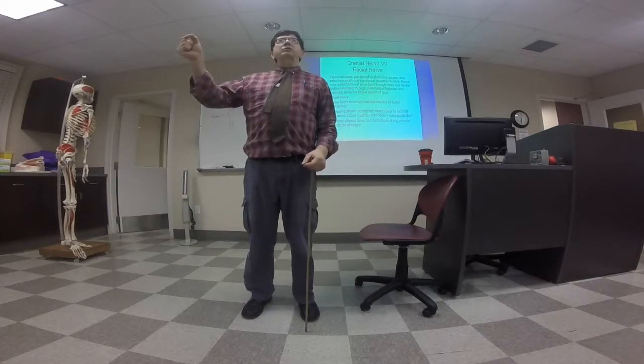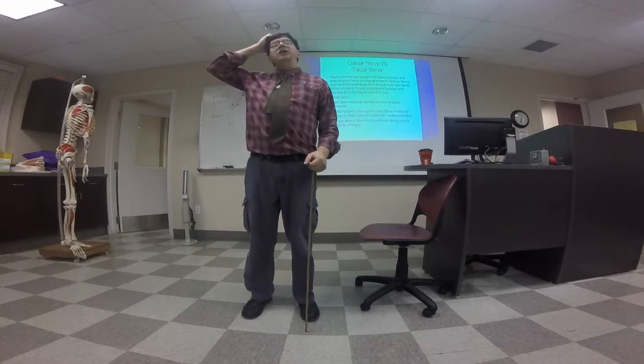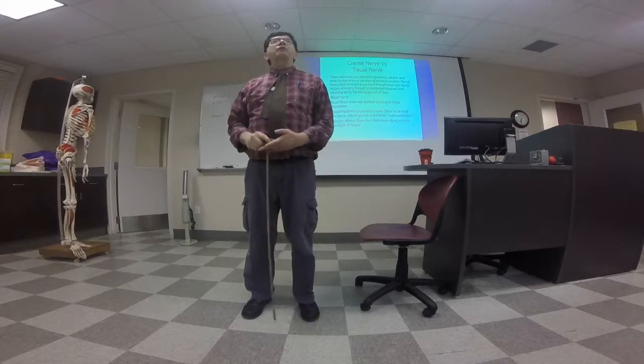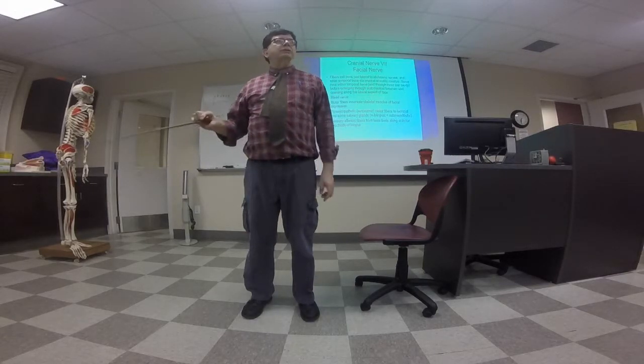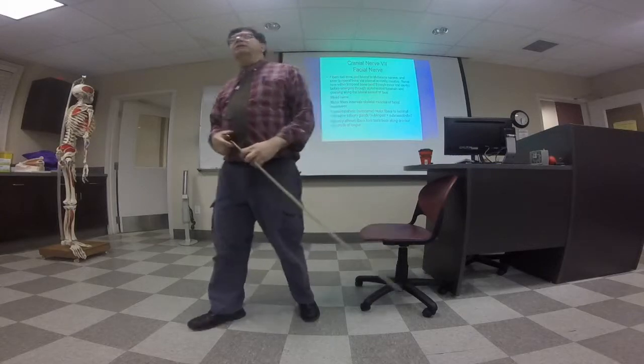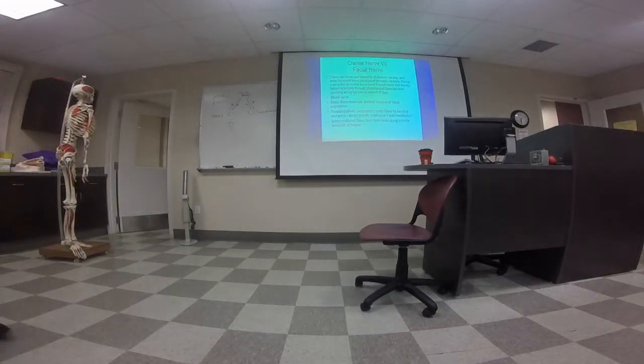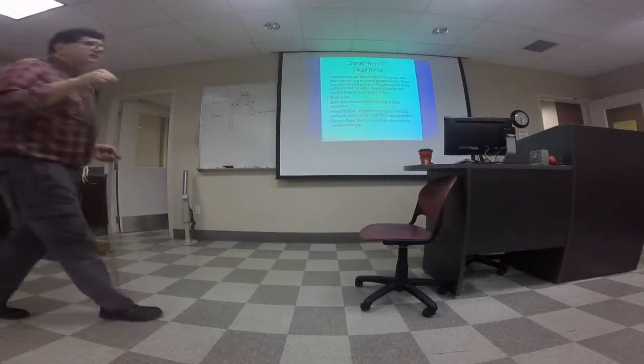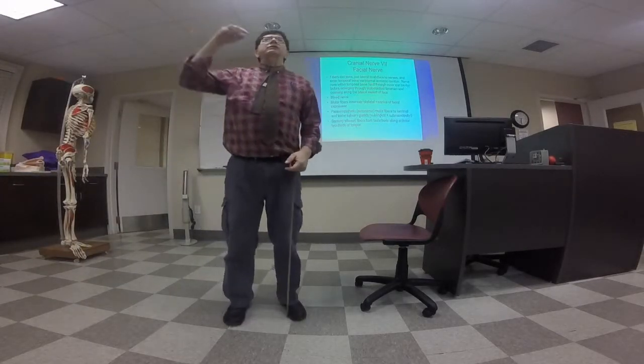7 continues through the petrous portion and exits the skull through the stylomastoid foramen. You remember that, don't you? Between the mastoid process and the styloid process. And as it exits, the first thing it encounters is the parotid gland.